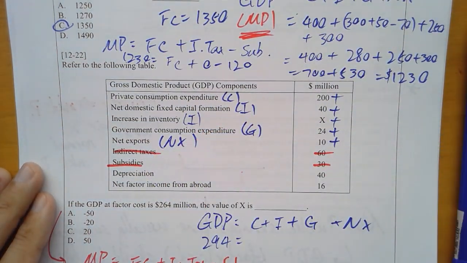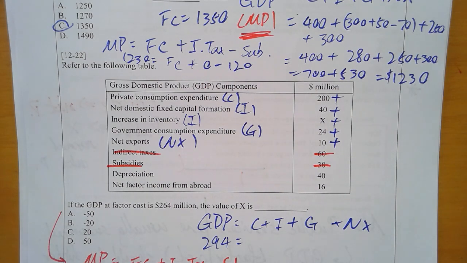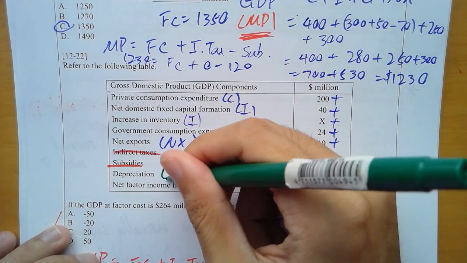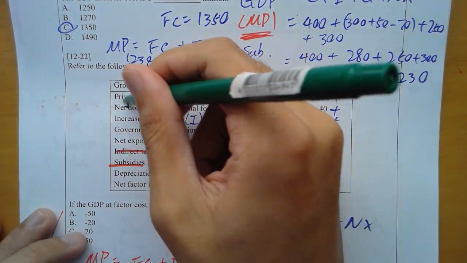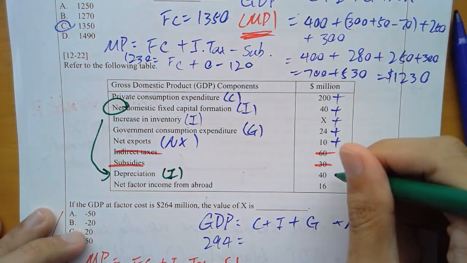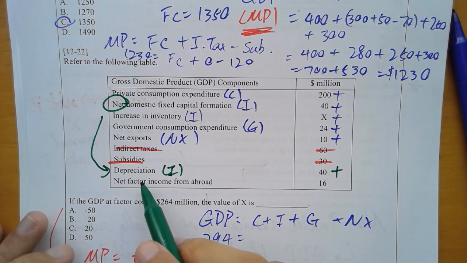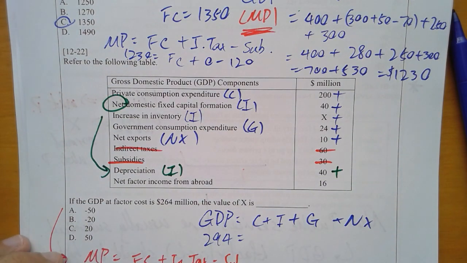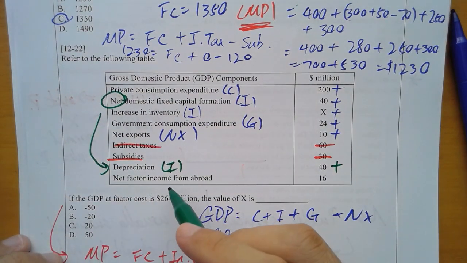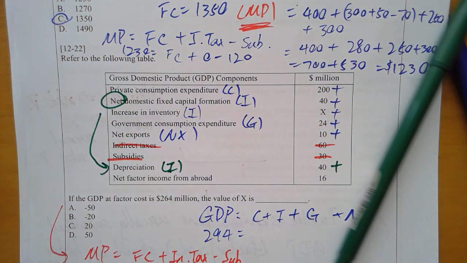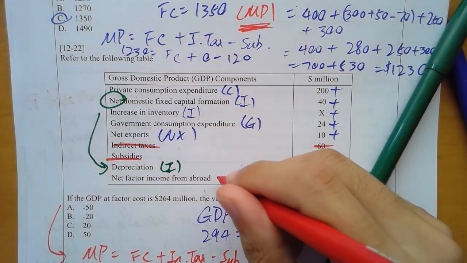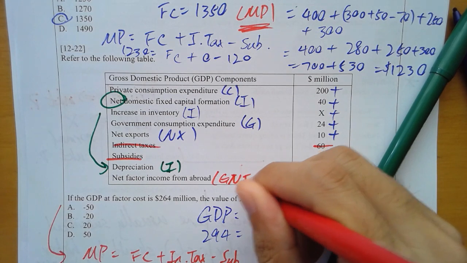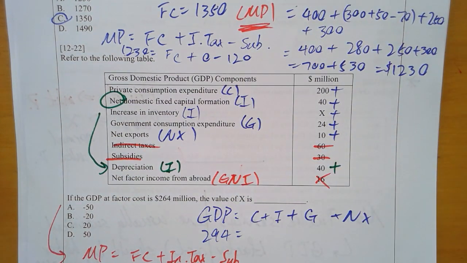Depreciation, again, we know this is part of I, right? We know depreciation is part of I. But the main point is we are talking about net. Therefore, we need to add back our depreciation into net to become gross, right? Finally, net factor income from abroad. I think you already know this is a GNI item. None of our business.